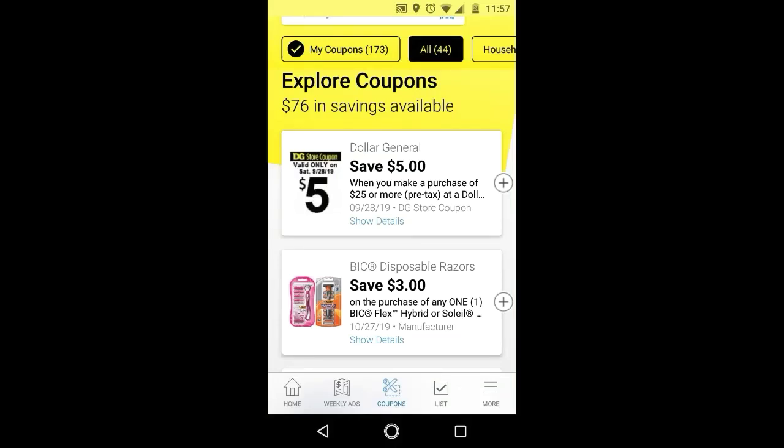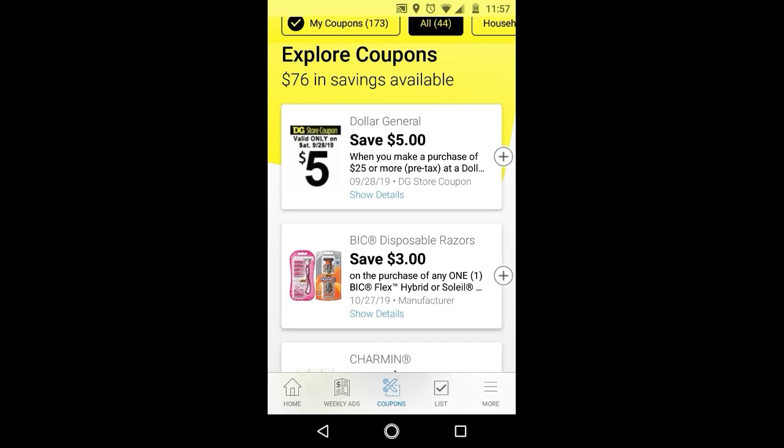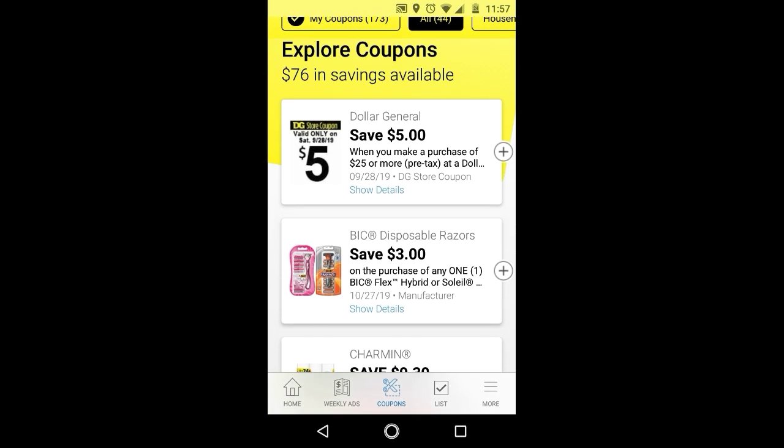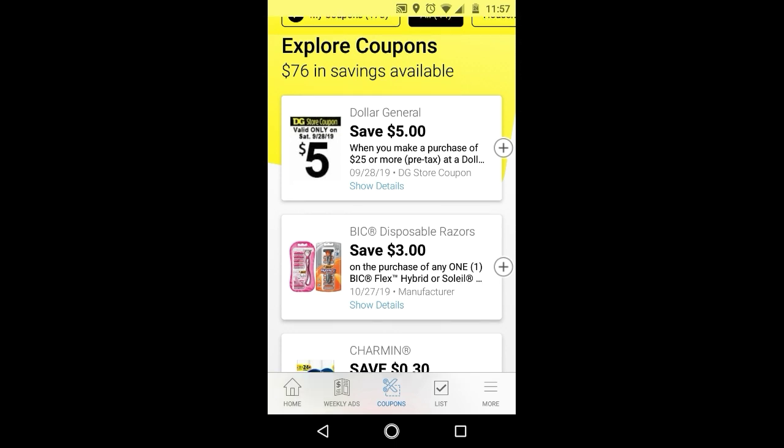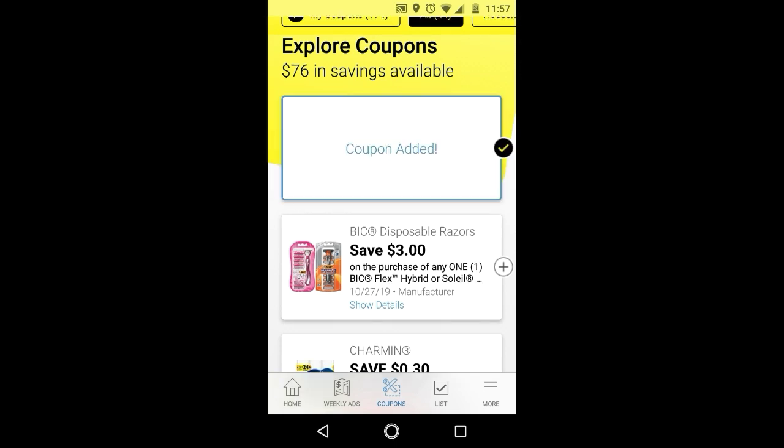These are the Dollar General digital coupons that you should be clipping for the week of September 22nd through September 28th, 2019. So we do have a $5 off $25 for this upcoming Saturday, September 28th, 2019. So let's go ahead and clip that.